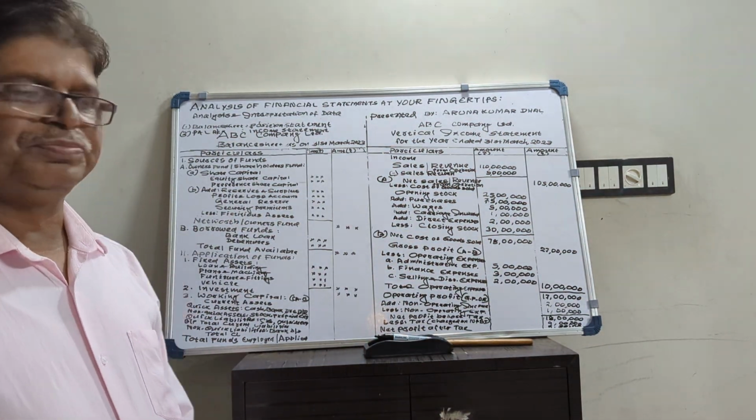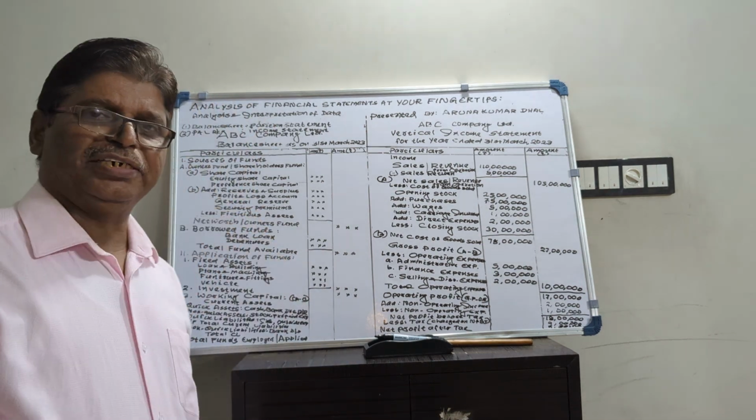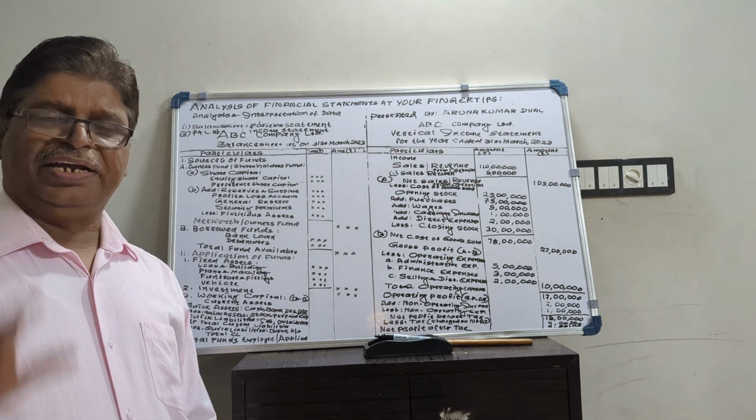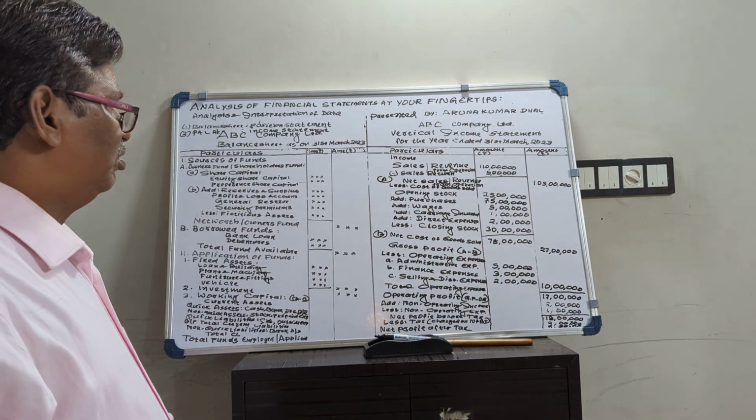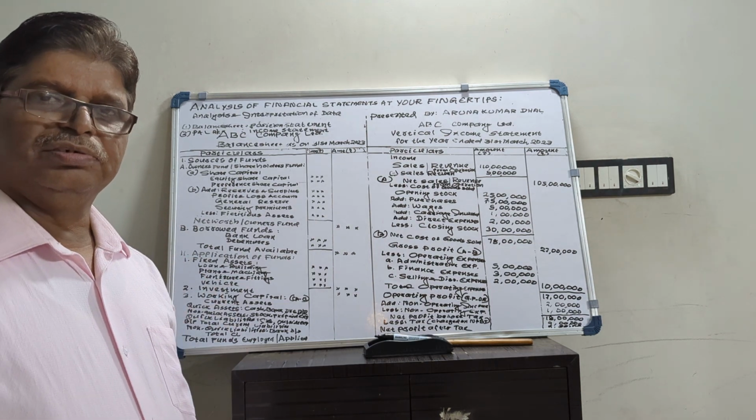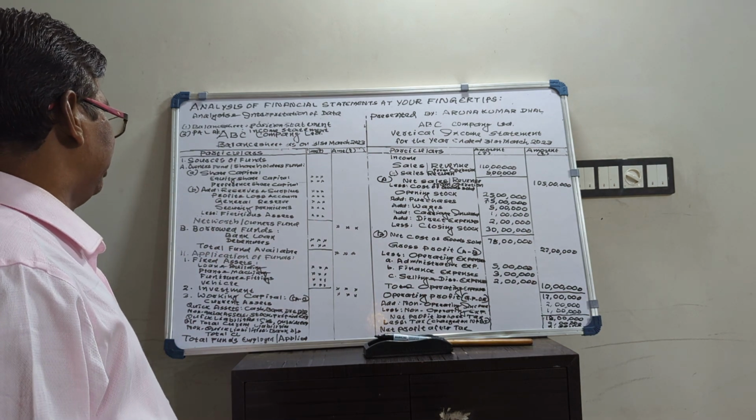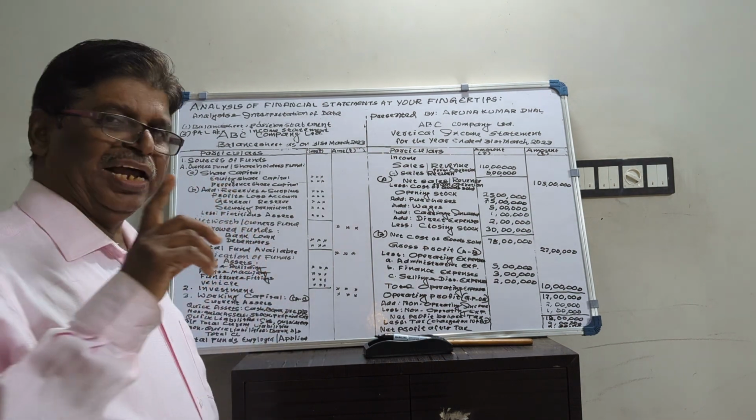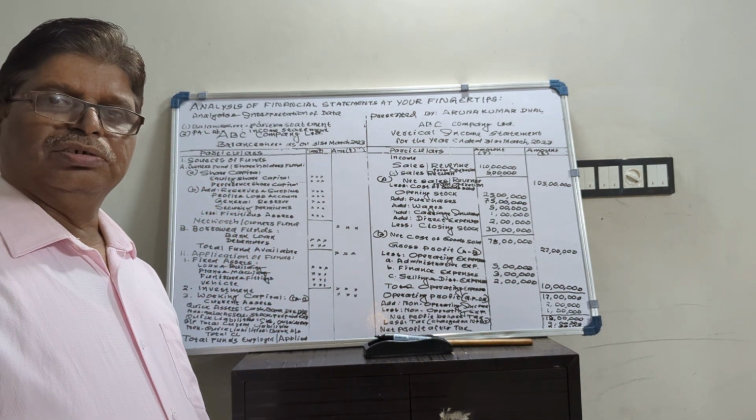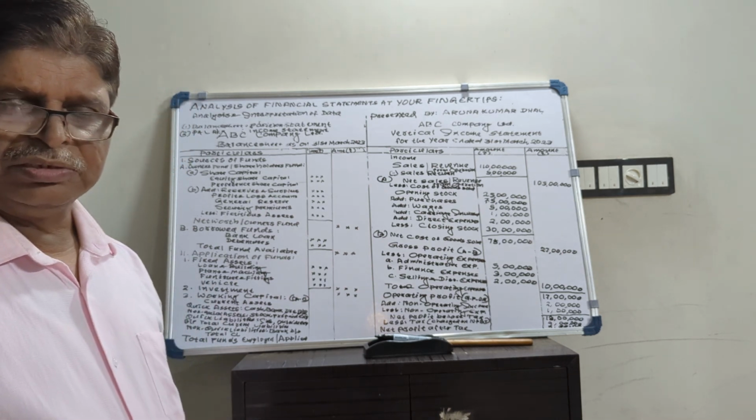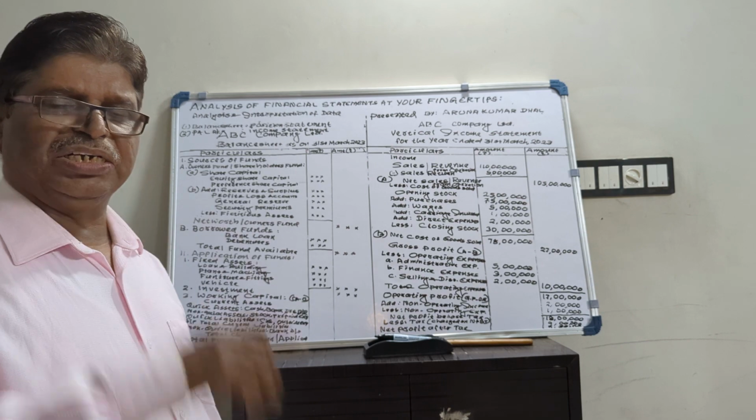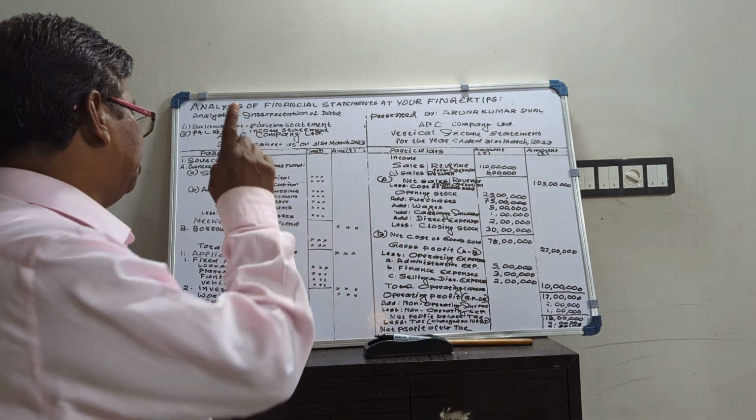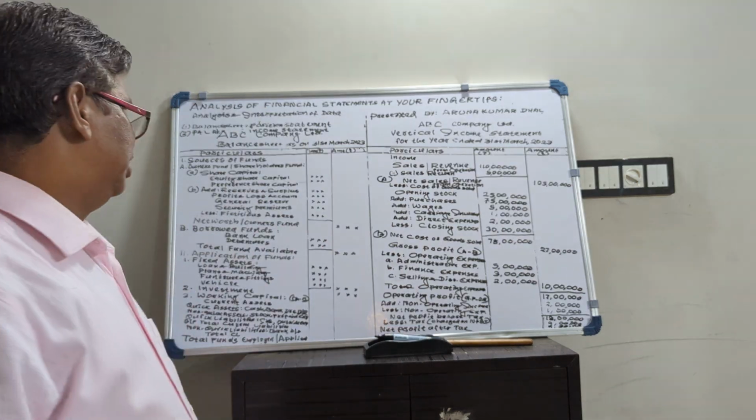Welcome to the video on analysis of financial statements at your fingertips. Already in the previous videos we have discussed two important financial statements. One is balance sheet. As a mirror reflects the face of a person, balance sheet reflects the financial position of the concern, showing assets on one side and liability on the other. So it is otherwise known as position statement.